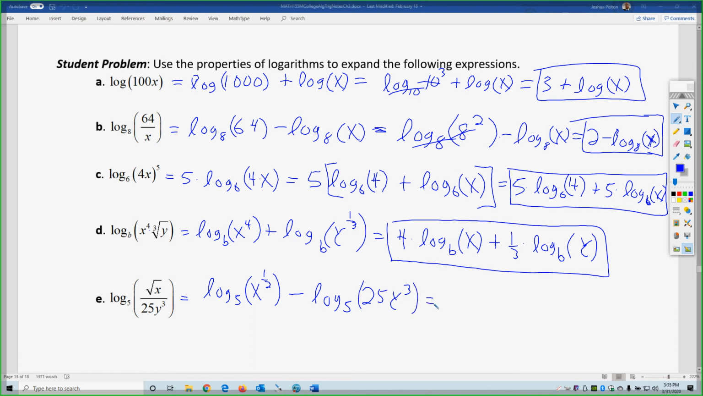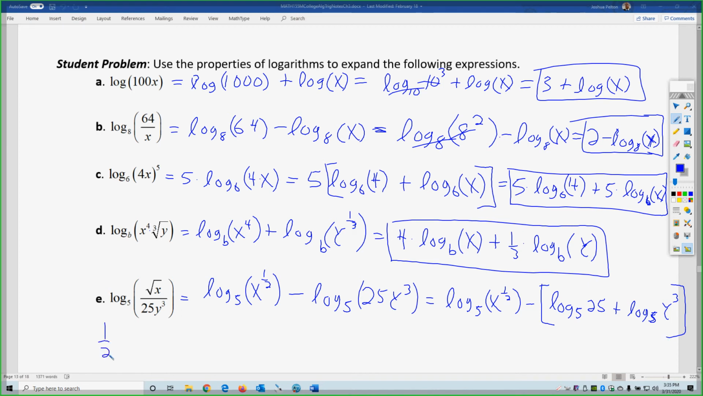Okay, so now we'll do the product rule. So we have log base 5 of x to the 1/2 minus, and remember it goes to both of them, log base 5 of 25 plus log base 5 of y to the 3rd. Okay, so remember 25 is 5 squared. Now we'll apply the power rule.